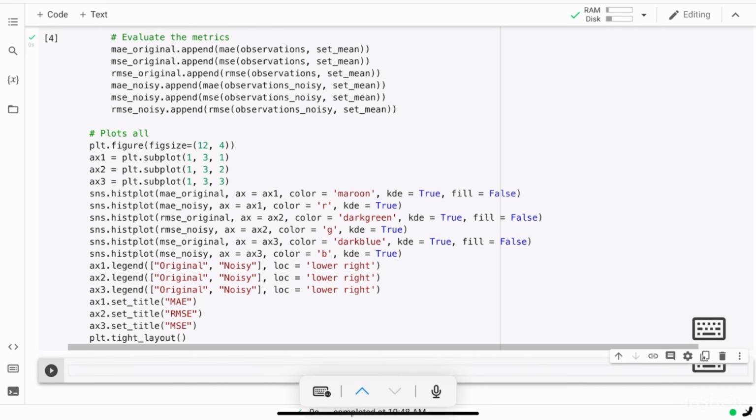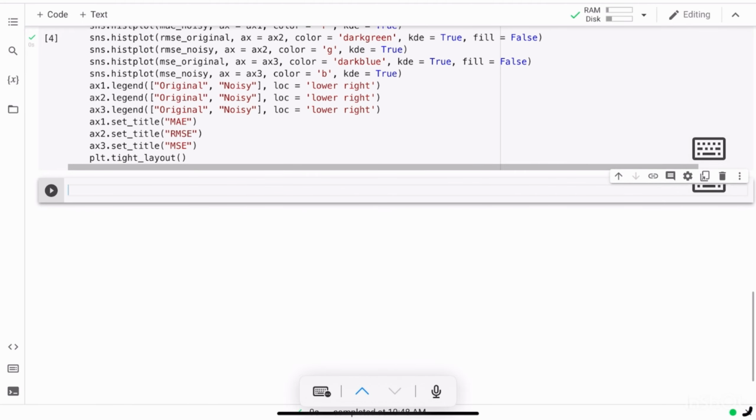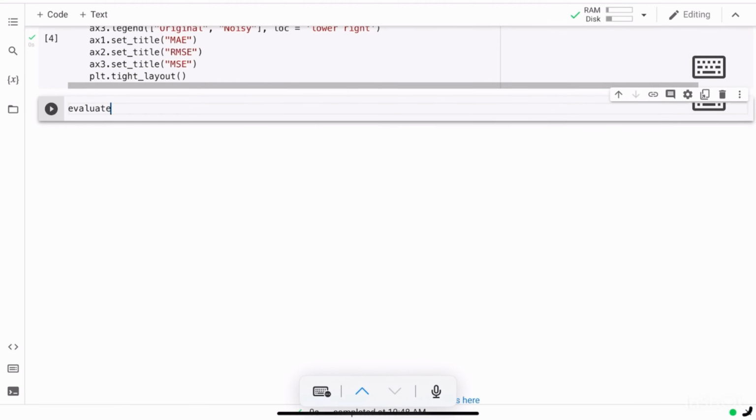Initially, we will see how these metrics look without any noise or without any outlier. So I'm just calling that function, evaluate metrics. For evaluate metrics, there are three inputs. One is my original dataset and then the number of outliers. This I am giving 0.